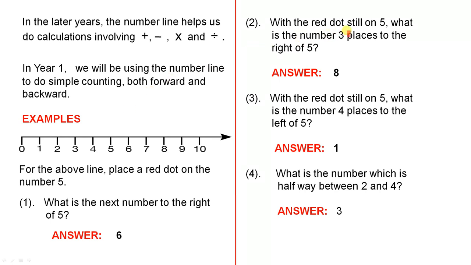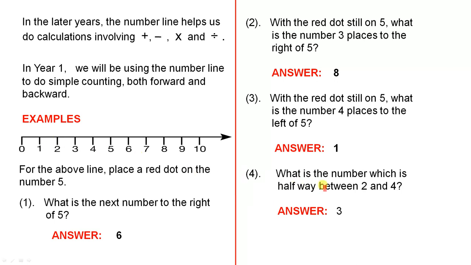With the red dot still on 5, what is the number 3 places to the right of 5? So we'll put the red dot on 5 again, and we count 3 places to the right. So there's 5, so we go 1 place, 2 places, 3 places. And you can see that the answer is 8. With the red dot still on 5, what is the number 4 places to the left of 5? So we're going to the left of 5 4 places. 1, 2, 3, 4. And we can see that the number is 1.